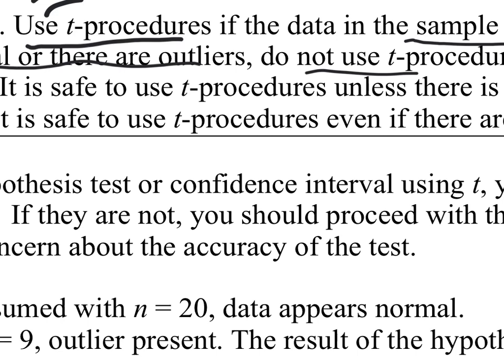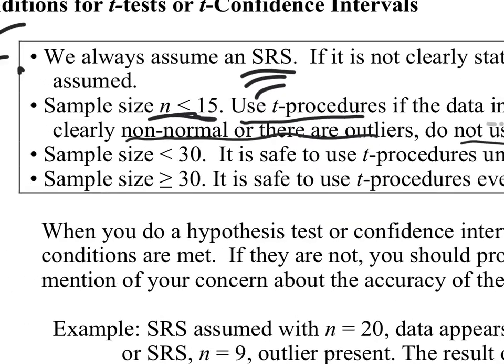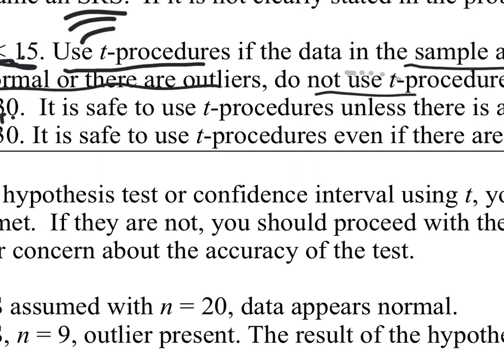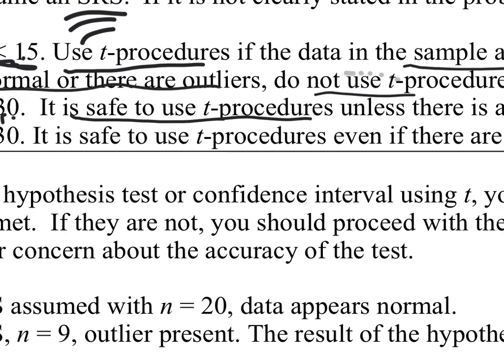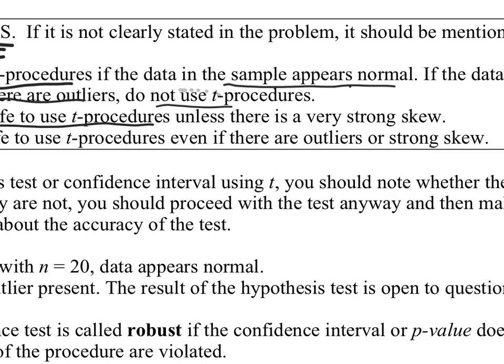This is why we like a bigger sample. If your sample size, the next one says, is less than 30, that means it's bigger than 15. Look what it says. Less than 30, bigger than 15. It is safe to use the T procedures unless there is a very strong skew. So he didn't even ask you for outliers. He just said, if it's bigger than 15 but less than 30, if there's some skewness, we'll run with it.